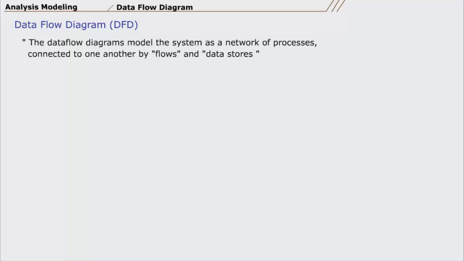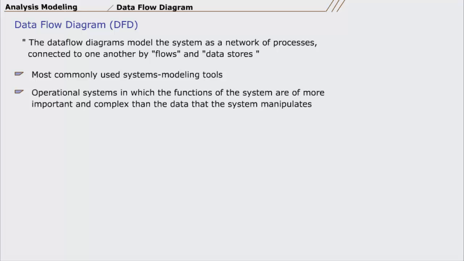Dear students, let us now turn our attention towards the second element of analysis modeling, that is, the data flow diagram. The data flow diagram is a modeling tool that allows us to picture a system as a network of functional processes connected to one another by flows and data stores. It is one of the most commonly used systems modeling tools, particularly for operational systems in which the functions of the system are of more importance and more complex than the data that the system manipulates.